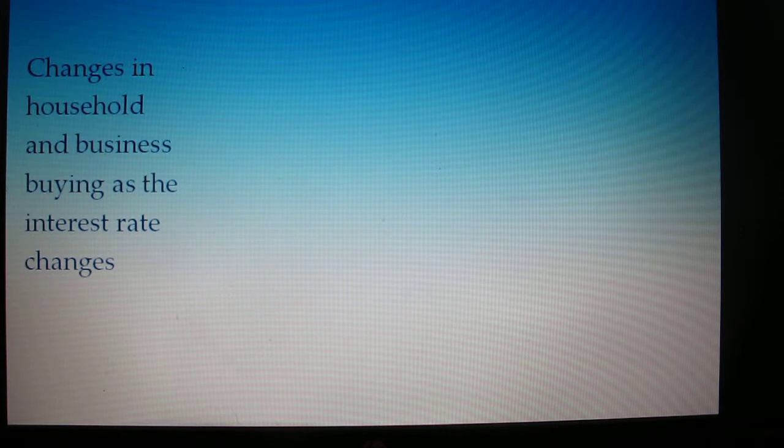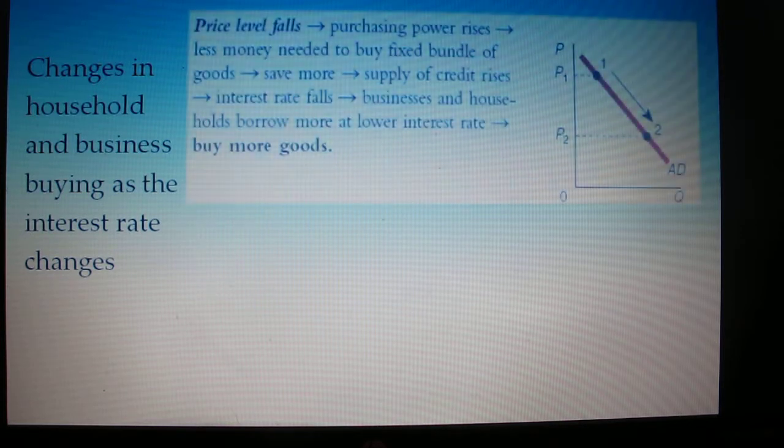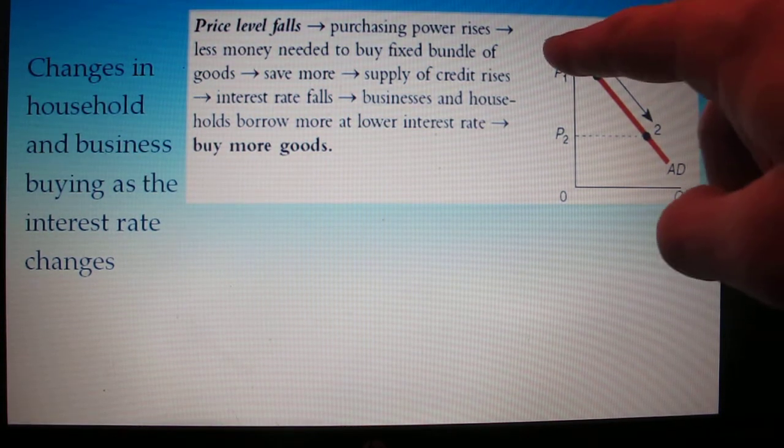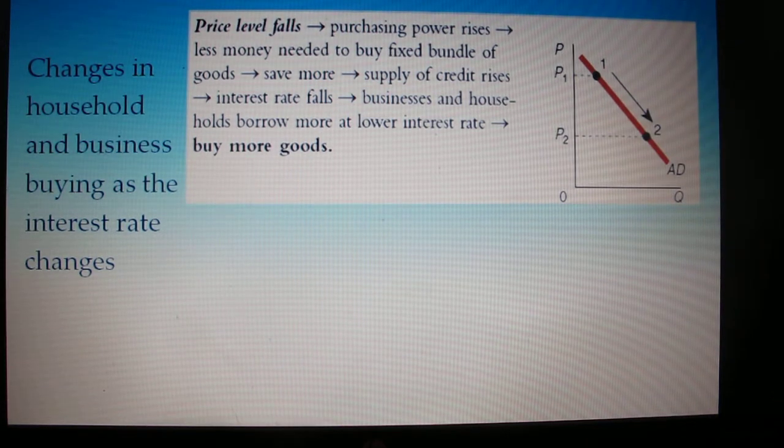Another reason is the interest rate effect. So, as the price level falls, purchasing power rises, just like we previously said, and therefore less money is needed to buy a fixed bundle of goods.